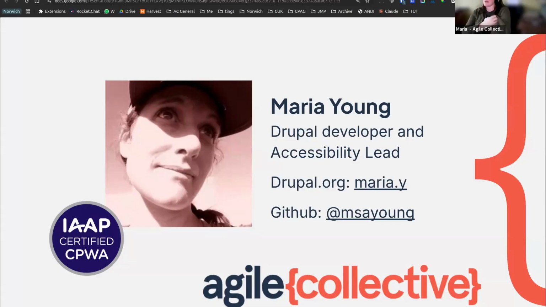Okay, so we're going to be talking about cognitive accessibility. I'll talk a little bit about what that means in a minute, but I'm Maria Young. I'm a Drupal developer and accessibility lead at Agile Collective. I have some accessibility certification. Come talk to me about that if you're interested in finding out more. You can find me as maria.y and MSA Young on GitHub for the time being.